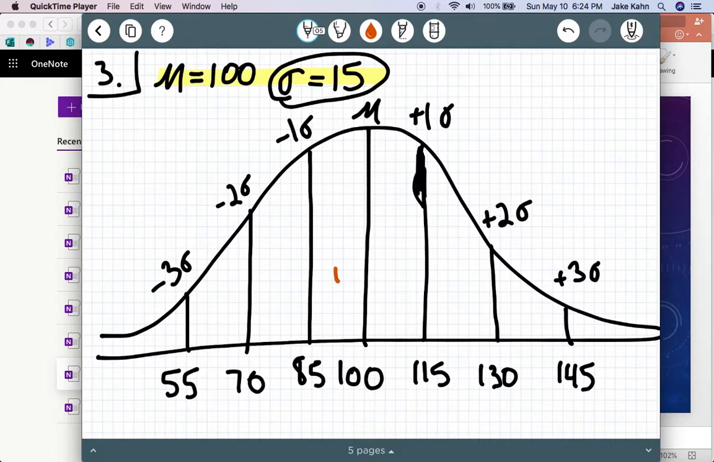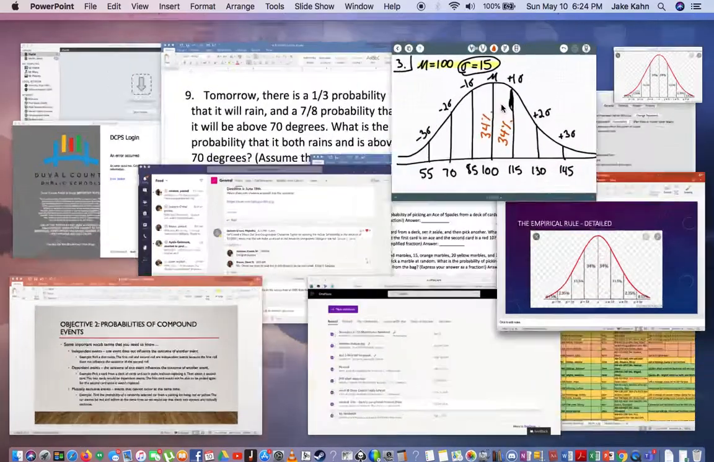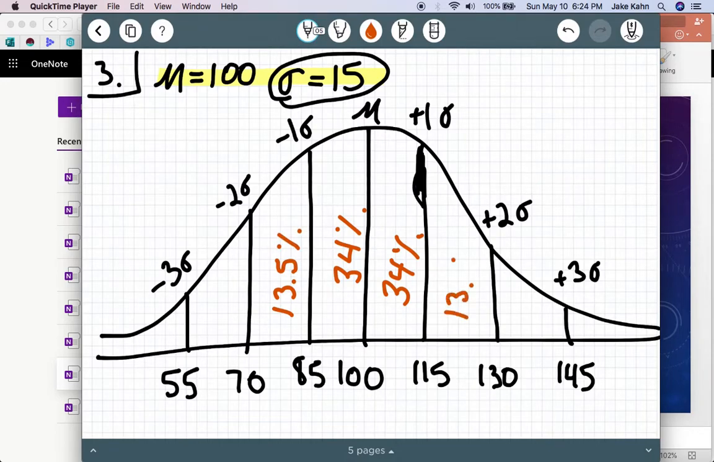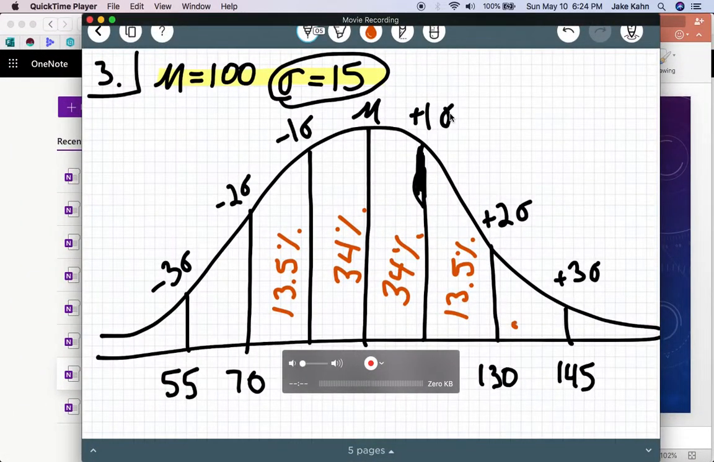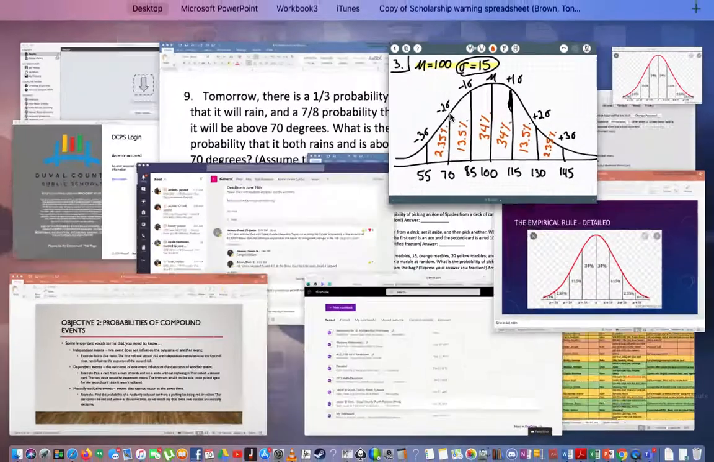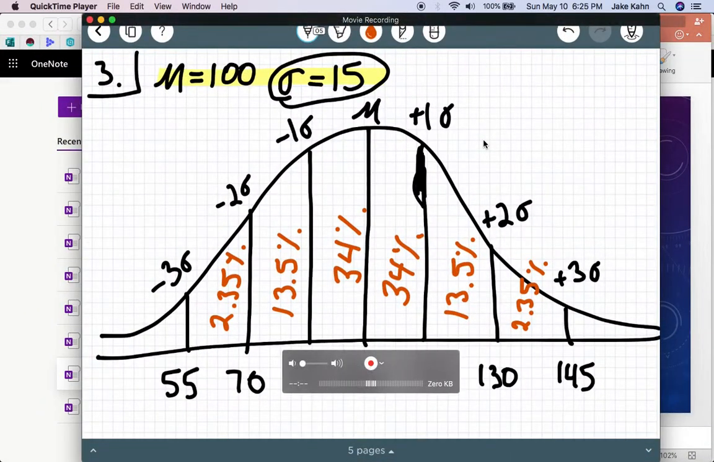We're just using the same percentages. This is always true. And I don't have these percentages memorized, so I actually have to look at the notes with you guys. 13.5% to the left and right of the 34s. Then we have 2.35%. And then at the very ends, beyond 3 standard deviations from the mean, will be 0.15% of your data.